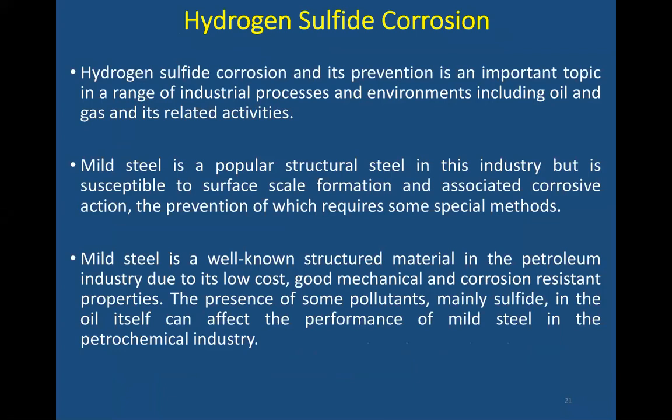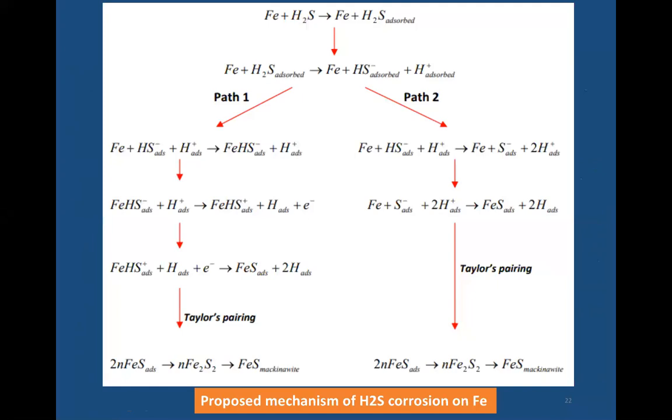Then we discussed hydrogen sulfide corrosion. In hydrogen sulfide corrosion, we saw that there's a particular mechanism where mackinawite is formed, maybe following path 1 or maybe following path 2. We discussed in detail how path 1 forms the mackinawite and how path 2 forms the mackinawite. If we follow path 1, we finally receive the FeS, and in path 2 also we will see that FeS is formed, and that is the corrosion of steel surface in presence of H2S.